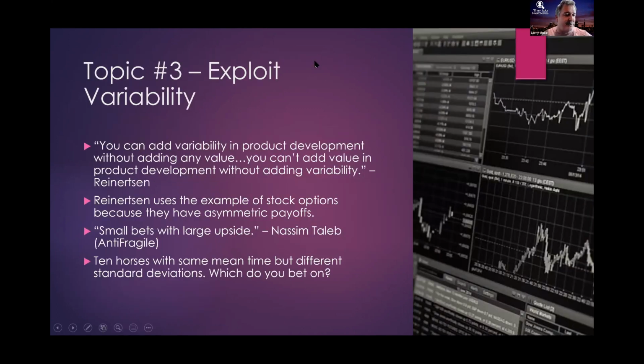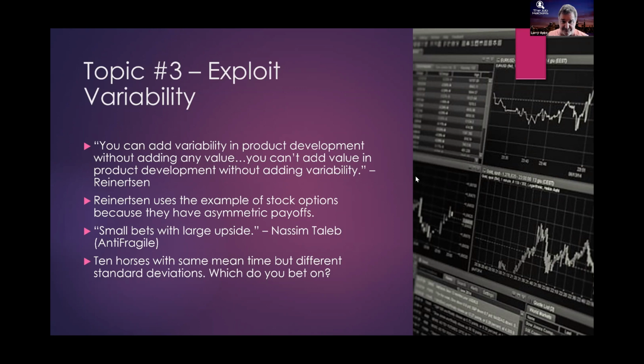Let's talk a little bit about variability here. You can add variability in product development without adding value. This is easy enough. People understand this. I worked with an Agile coach one time. He says, my job as an Agile coach is to disrupt the organization. I said, oh, slow down there, fella. No organization wants to be disrupted for the sake of disruption. The only reason you want to disrupt an organization is so that you can build something better. You just don't break things and assume that you're going to build things up better. That's not a good way to go about your business.